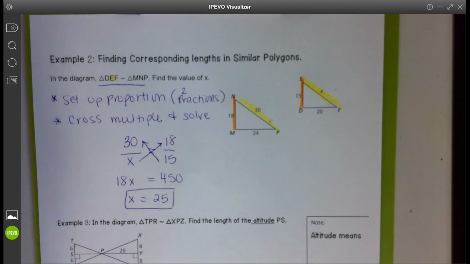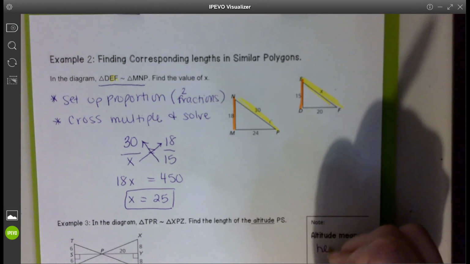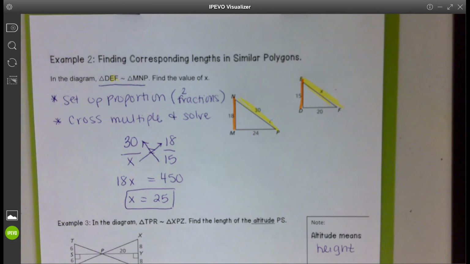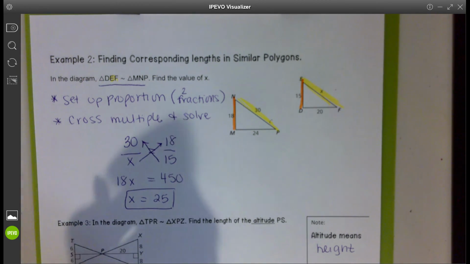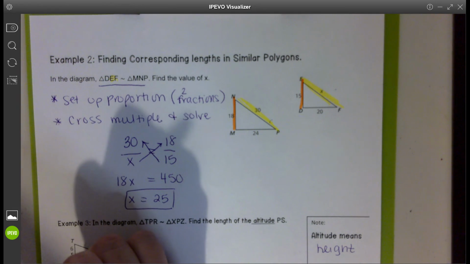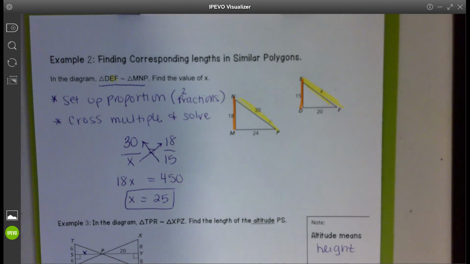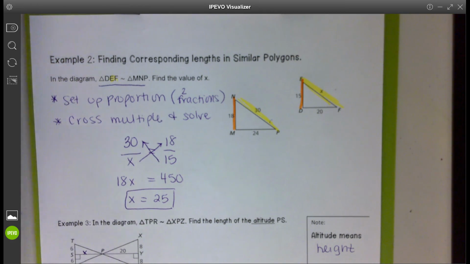All right, and then example 3. It says, in the diagram, triangle TPR is similar to XPZ. Find the length of the altitude. Altitude means height. So we want to find the height. All right, so the height here is not labeled. This is our height that's missing. So make sure you label your height.